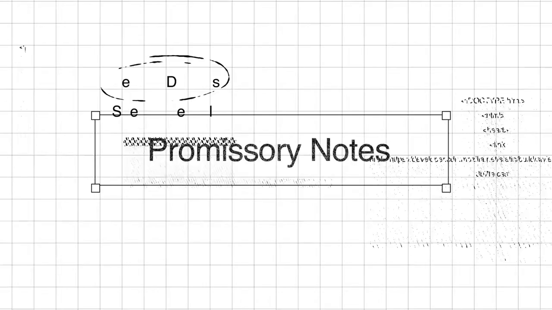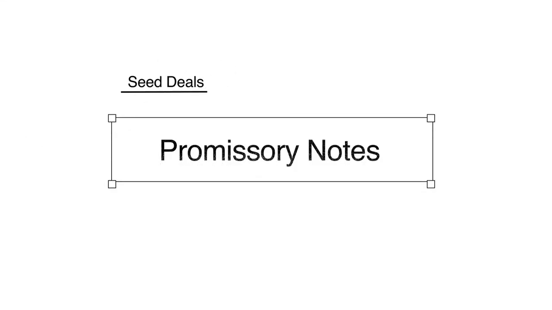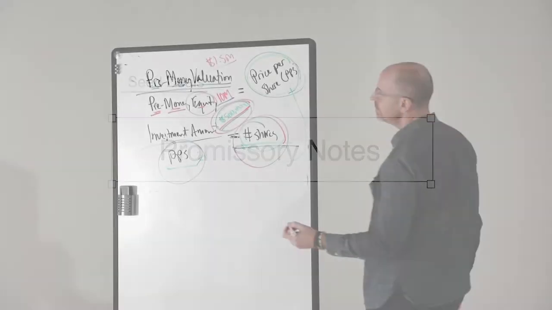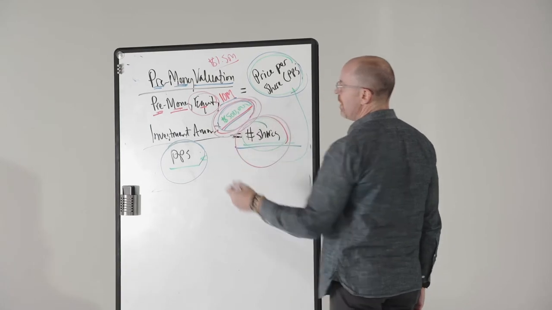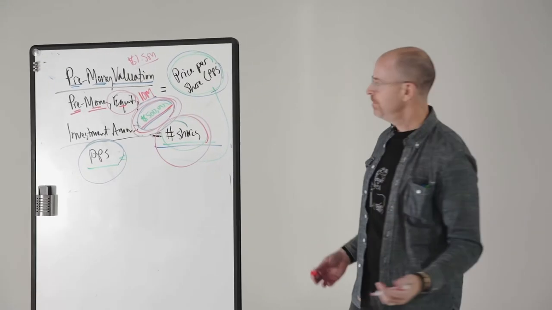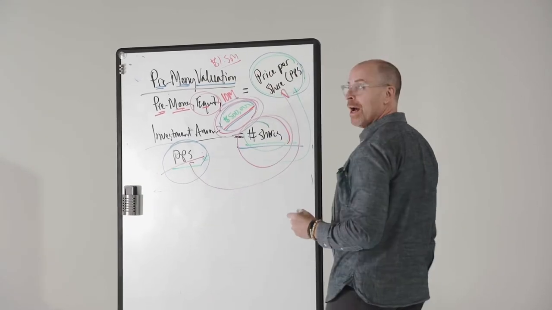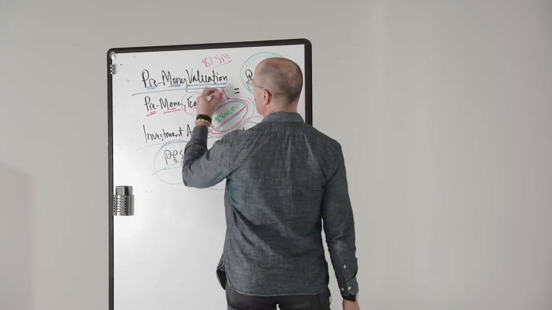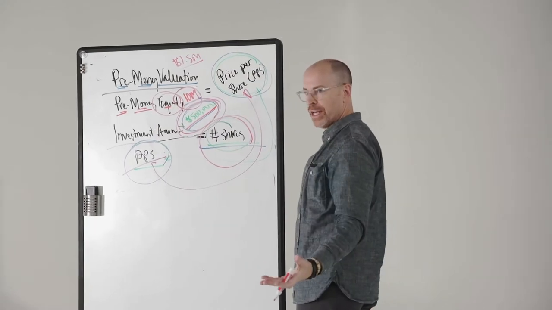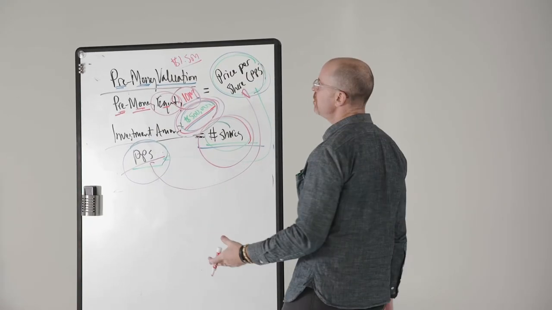Now we understand how to calculate the number of shares that are being sold in a seed deal or venture capital financing. You start with the investment amount. Obviously, that's essential. Price per share, not known right away, but we know how to calculate it. We know what our pre-money equity is. It's always the number of shares on the cap table right now before the investment shows up.